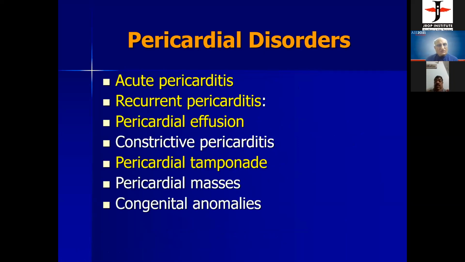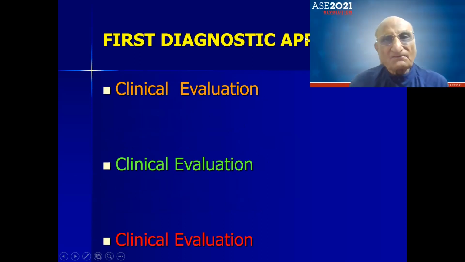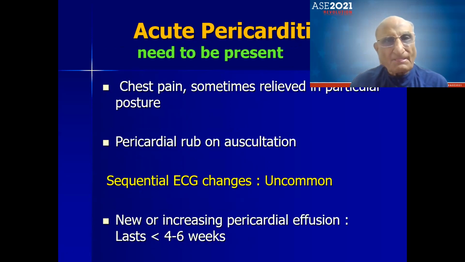Now, what I'm going to discuss, I'm not going to discuss a very difficult subject like constrictive pericarditis, but some of the common things which you get in day-to-day practice. First, the diagnostic approach: clinical evaluation, clinical evaluation, clinical evaluation. Don't jump to the echo. Just have a good history and a clinical examination, which is the most important part.